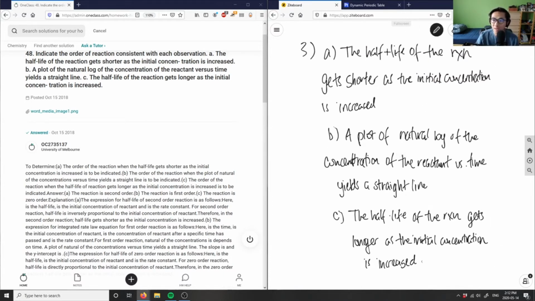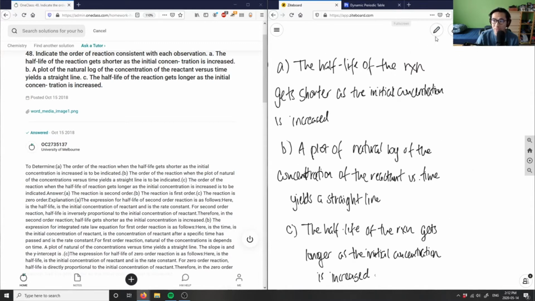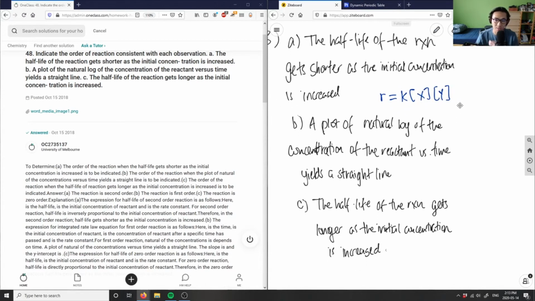So the first guy here says that the half-life of the reaction gets shorter as the initial concentration is increased. So if I'm increasing the initial concentration here, the half-life is getting shorter, right? Remember our rate of reaction, right? The rate R would equal a constant K times X times some Y here. And this is the equation for the rate of reaction, right?